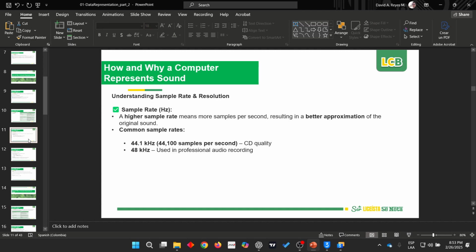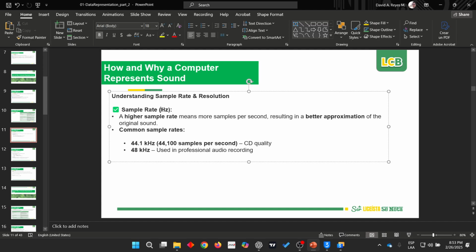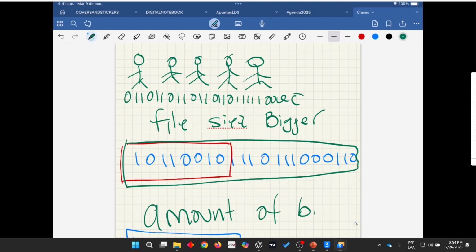Okay, so here is an explanation. Sample rate. A higher sample rate means more samples per second, resulting in a better approximation of the original sound. So, common sample rates. I told you that when we talk about sample rate, we are talking about hertz. Okay, so I'm going to write here.